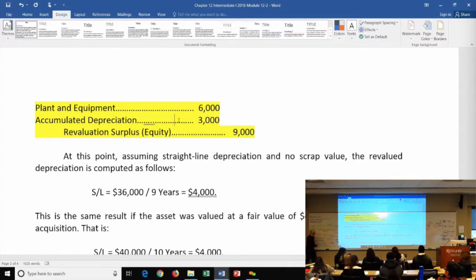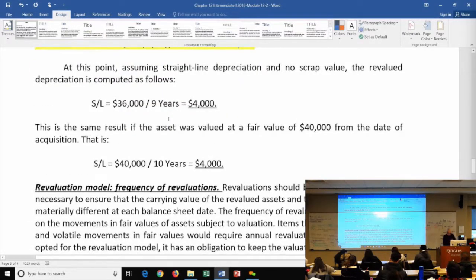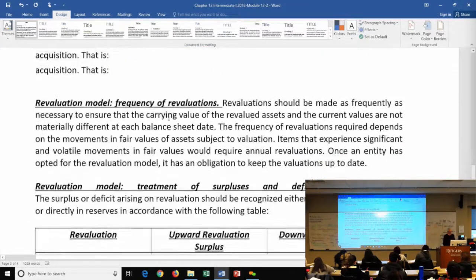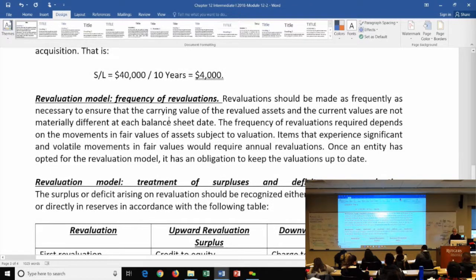Now, a couple of things to note on this before we conclude, and that is that, again, the depreciation would be the same. Just to remind you that once you commit to using the fair value approach, you have to continually and frequently revalue or at least appraise the asset to make sure that the valuations are up to date. So if you make that commitment, the revaluations have to be up to date.